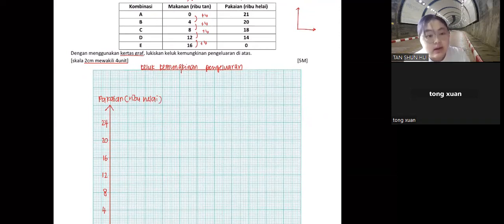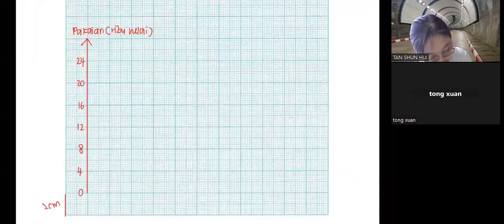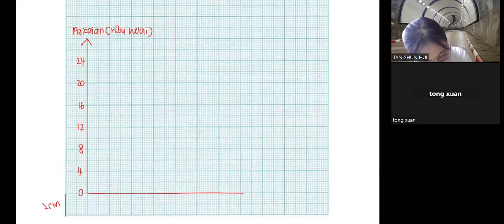All right. After that, your x-axis. Now, see, 2 represents 4. So 4, 8, 12, 16, 20.